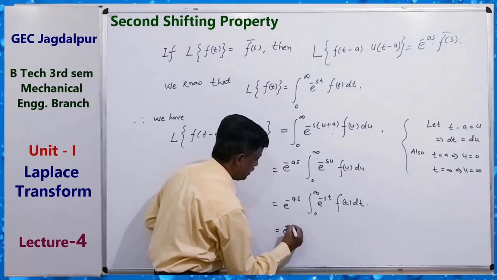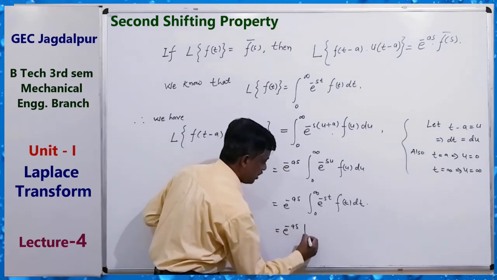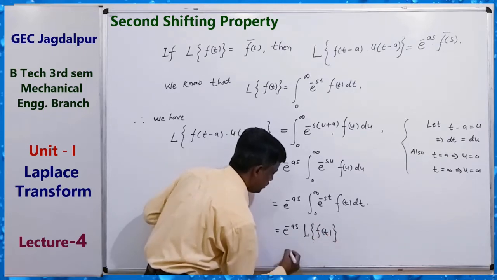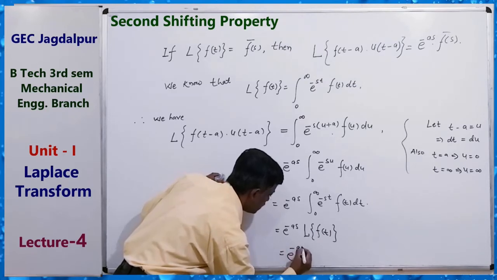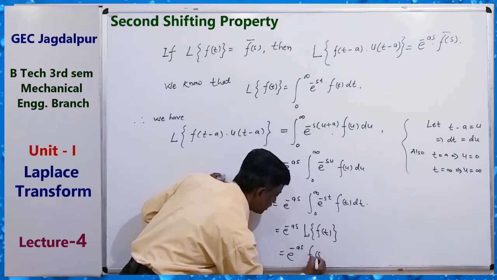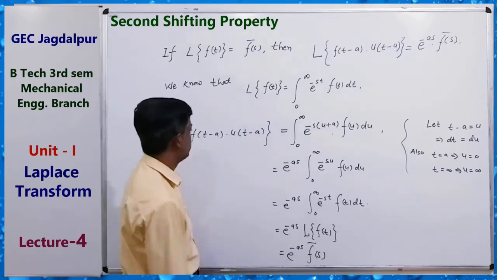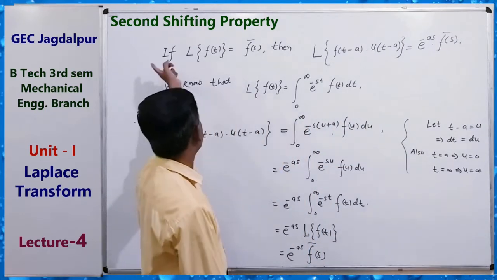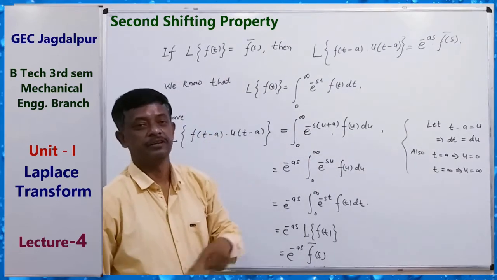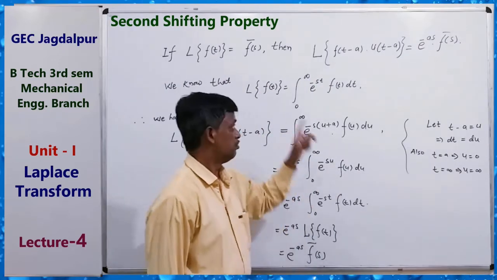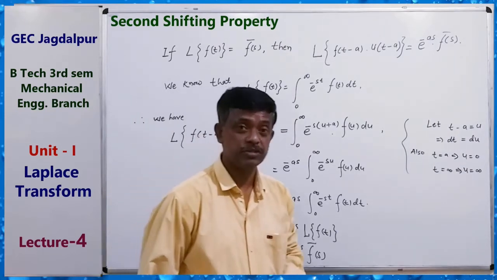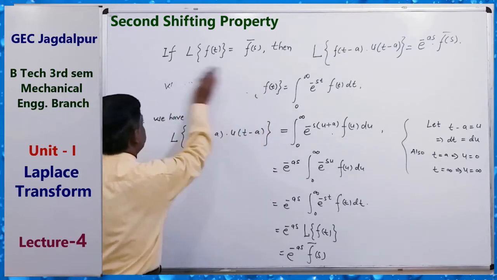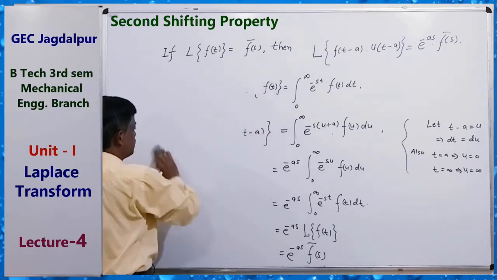So this is equal to e to the power minus as times the Laplace transform of f(t), that is e to the power minus as f bar of s. So the Laplace transform of this is equal to this. This is our second shifting property. Very, very important property. By using this, we have to solve questions. So remember it.